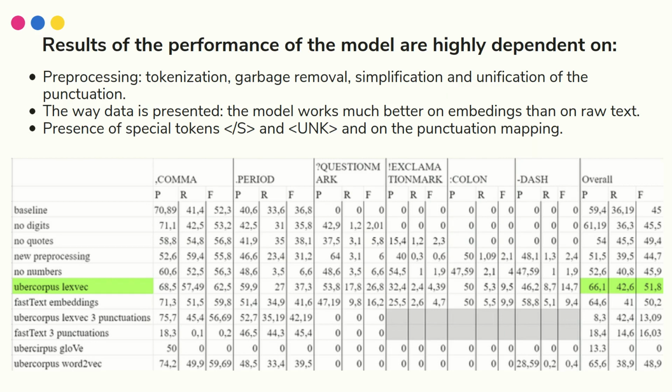Results of the performance highly depend on preprocessing, consisting of tokenization, garbage removal, simplification and unification of punctuation marks. Also, it depends on the way the data is presented. The model works better on embeddings than on raw text, and so on.